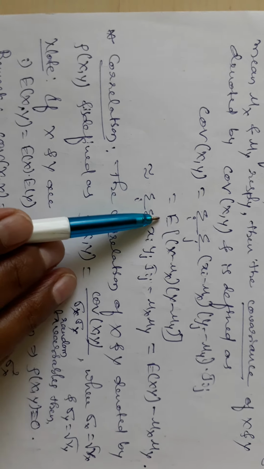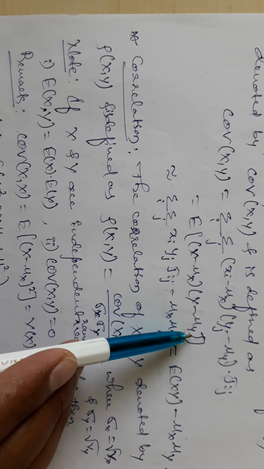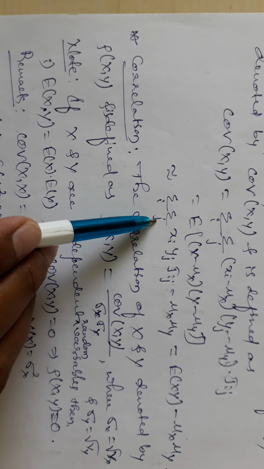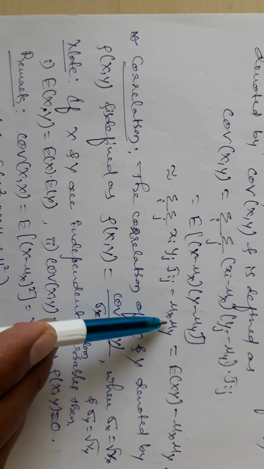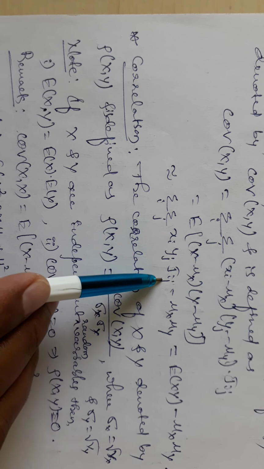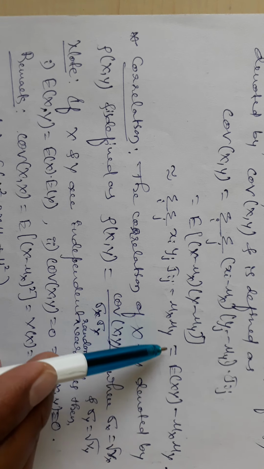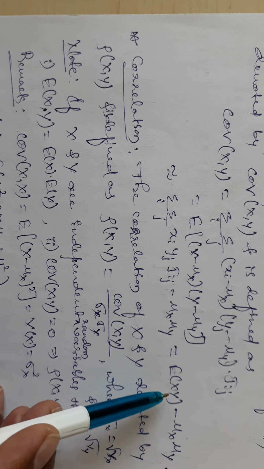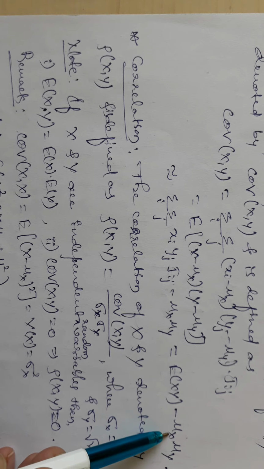In a simple way, the expectation of x minus mu x into y minus mu y, which is equivalent to summation over i, summation over j, of xi yj Jij minus mu x mu y. But the summation of xi yj Jij is the expectation of xy, therefore covariance is equal to expectation of xy minus expectation of x into expectation of y, that is mu x mu y.